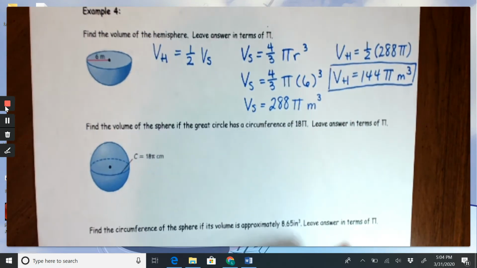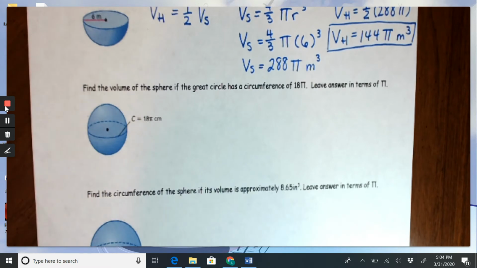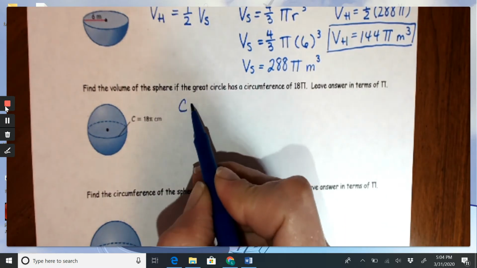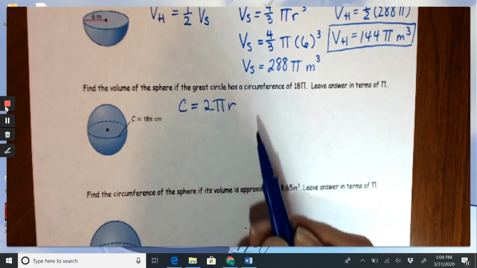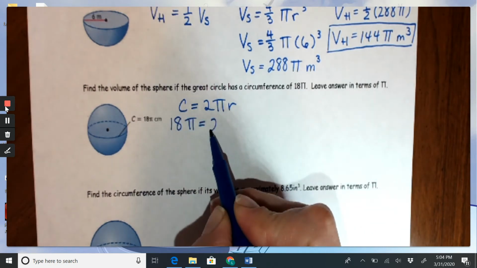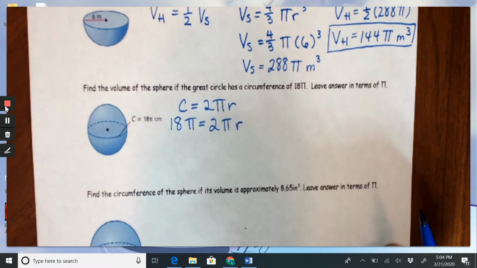Now let's look at the next one. It says find the volume of a sphere if the great circle has a circumference of 18 pi. Now remember that a great circle is just the circle of our sphere that goes through the center. So whatever we find for the radius of the great circle will also be the radius of our sphere. We know the circumference formula is 2 pi r. So our circumference here is 18 pi. We're going to set that equal to 2 pi r so we can solve for the radius.